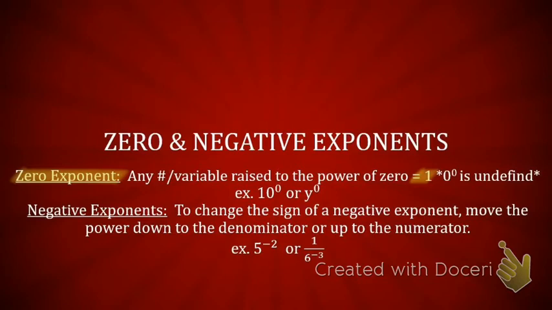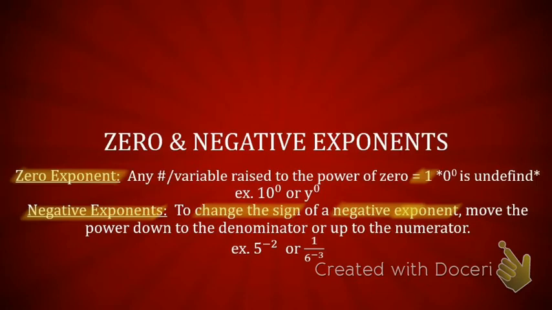Now, the negative exponent rule is not meant to be difficult, but it does tend to trip people up sometimes. So, pay attention to this rule. It says to change the sign of the negative exponent. But I need you to understand we're only changing the sign of the negative exponent. Let's go ahead and highlight negative as well. To change the sign of a negative exponent, you move the power. So you're moving the entire power down to the denominator or up to the numerator. So it's going to depend on where the power starts off.